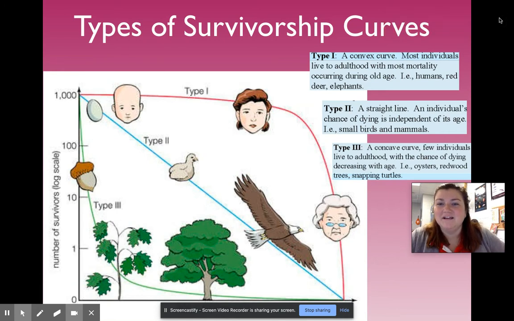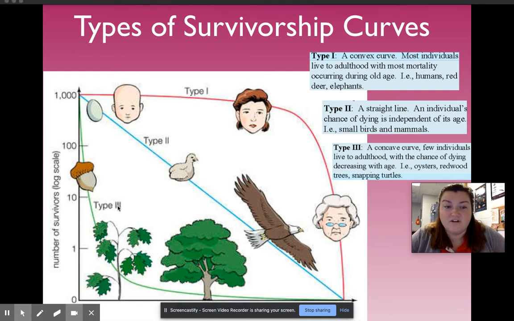Survivorship curves. You've got type 1, type 2, and type 3. And essentially what survivorship curves are showing you is what the lifespan of different types of organisms will look like. They are going to be very different for K-selected species and r-selected species. So generally, okay, generally, K-selected species are going to follow a type 1 or type 2 curve, and then r-selected species are going to follow a type 3 curve, which makes perfect sense, right?